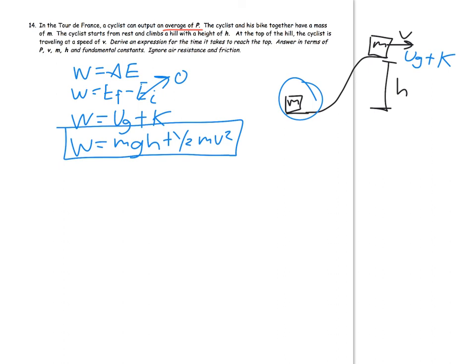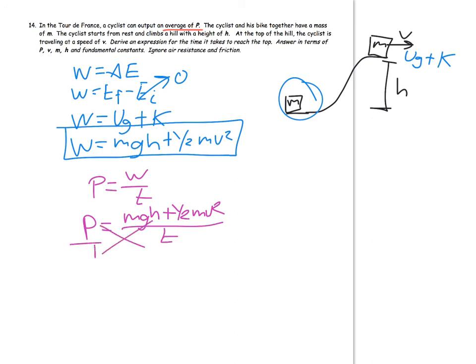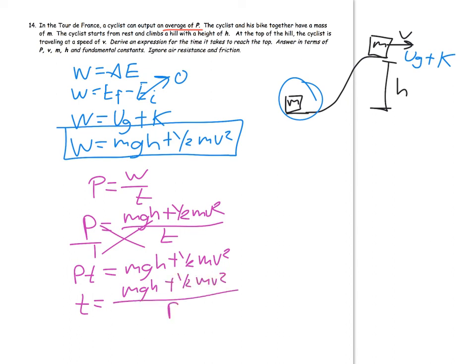Now that I have my work being done, I can think about my power, which is work over time. So I know my power here is P, and that's going to be equal to mgh plus 1/2 mv squared all over t. If I solve for t, the best way of doing this is just to cross multiply. So I can say Pt equals mgh plus 1/2 mv squared. And that means that my time here is going to be mgh plus 1/2 mv squared, all divided by P, my power.